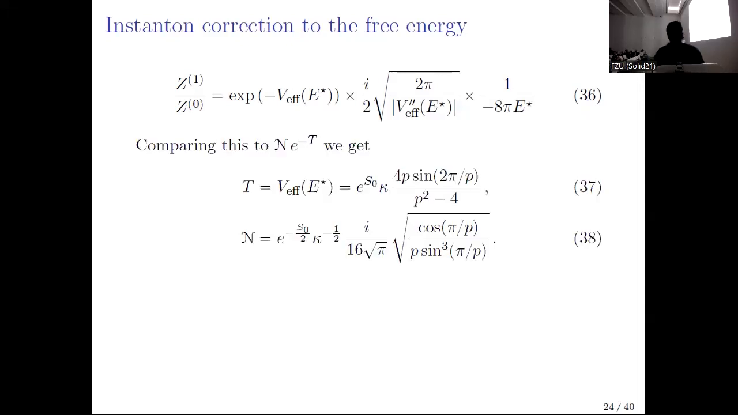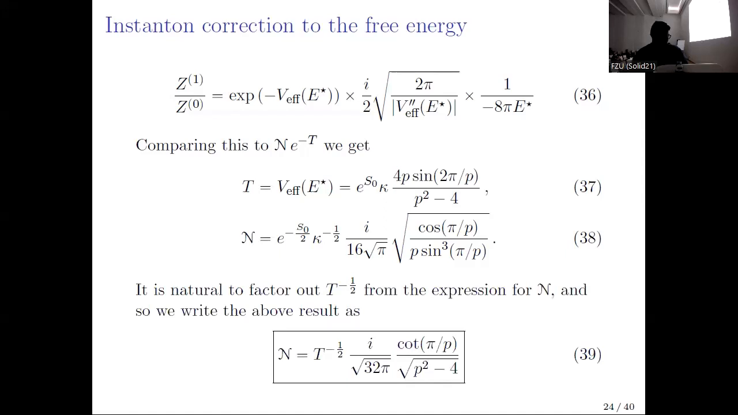So now we just compare this Z1 over Z0 to e to the minus t times n. So this V effective of E becomes the tension, and everything else becomes the normalization constant. You just plug it in, and you find this value for this quantity we were looking at. So n times t to the 1/2 is just some square root of 32 pi, cotangent pi over p, square root of p squared minus 4.